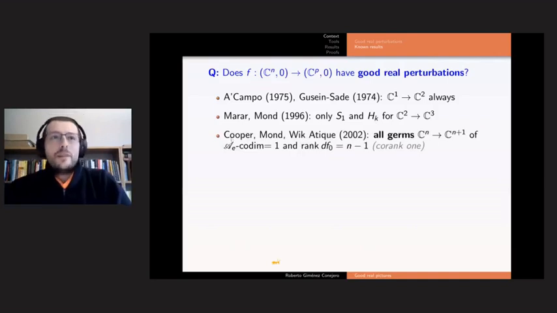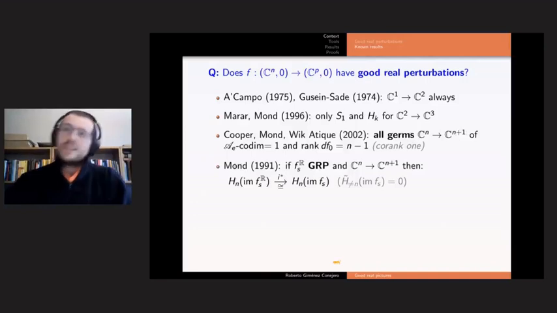Then we also have a paper of Cooper, Mond, and Pellikaan that says that if you have a germ from Cn to Cn+1, not Cp but Cn+1, and they are of codimension 1, with some technical conditions, so the singularity is very easy, so to say, and the rank of the differential is 1 less than the maximum possible, so n minus 1, we say that they are corank 1. This is a condition that we use. In these conditions, the germs always have a good real perturbation. You have the same kind of results for Cp, given by Houston.